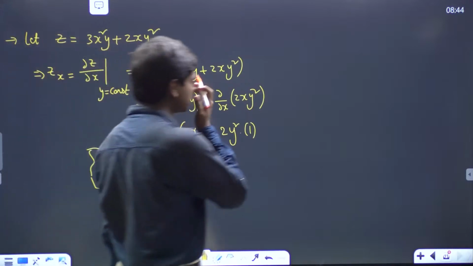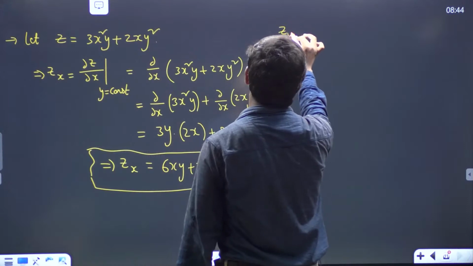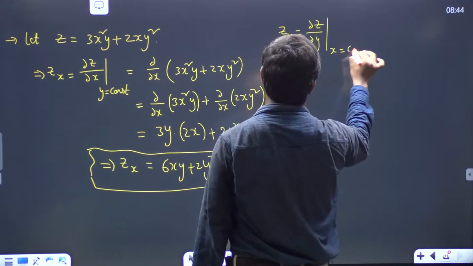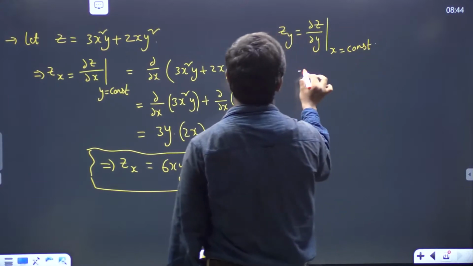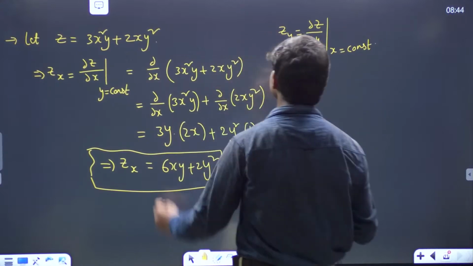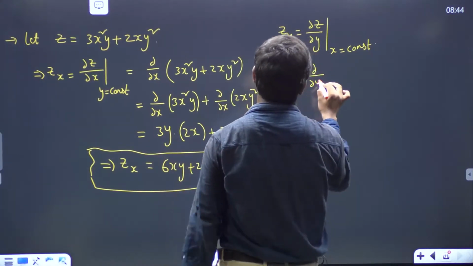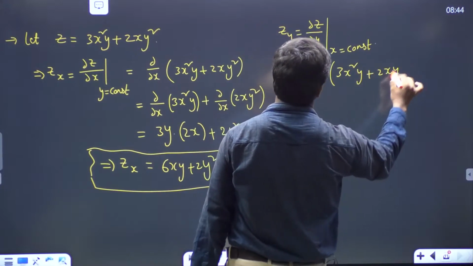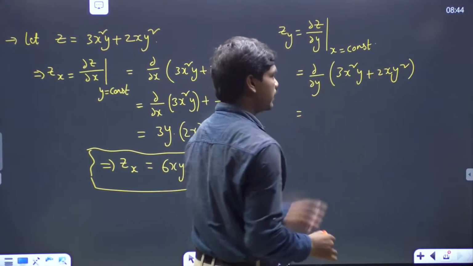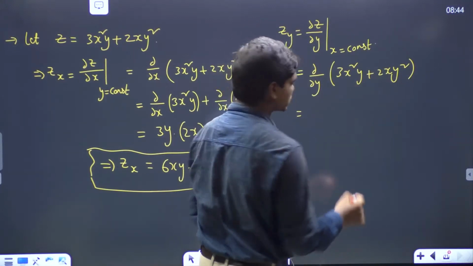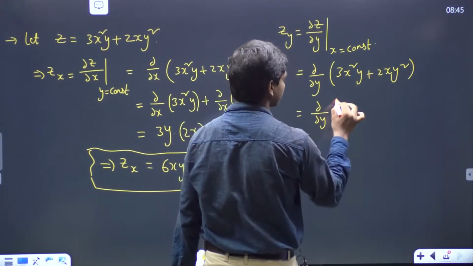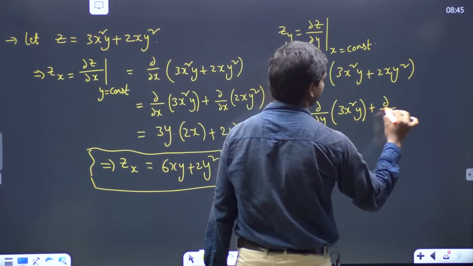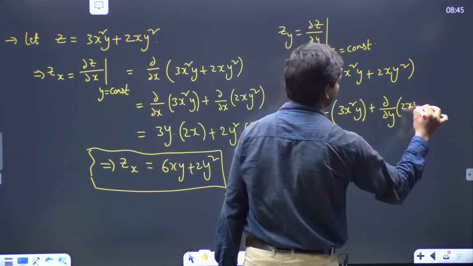Similarly, what is the expression for zy? zy is equal to dou z by dou y at x equal to constant. So this is equal to dou by dou y of z. Again, writing this 3x square y plus 2x y square, and splitting the differentiation at this plus sign: dou by dou y of 3x square y plus dou by dou y of 2x y square.